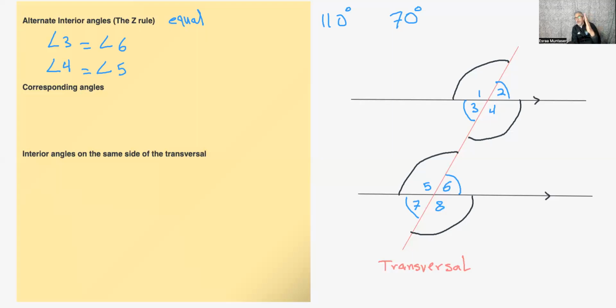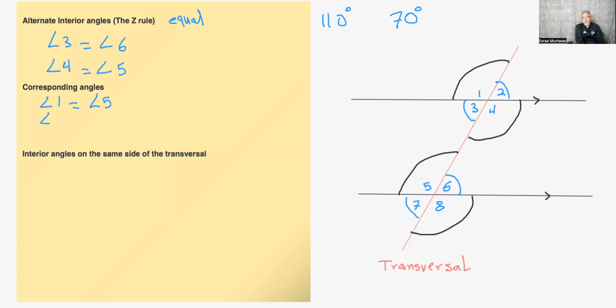So corresponding angles are always on the same side of the transversal. Just look at the same side of the transversal, like on the right side, for instance, 4 looks exactly the same size as 8. So we call it corresponding angles. 2 and 6 are corresponding angles. So now we'll agree that when angles correspond, angle 1 corresponds to angle 5, sorry, and that would be equal.